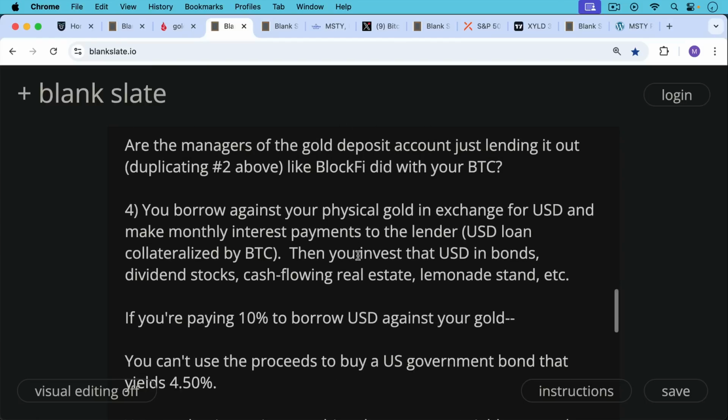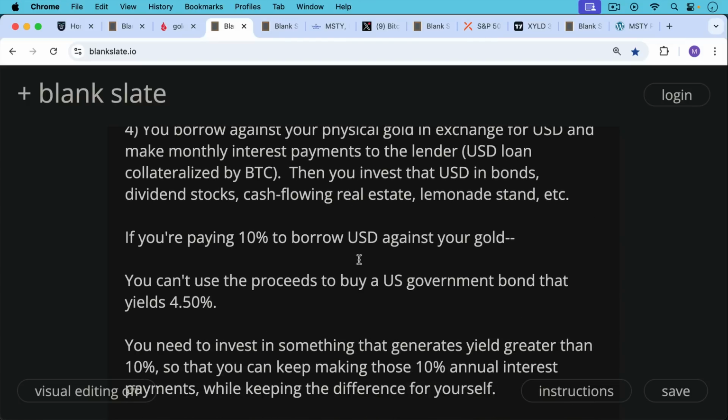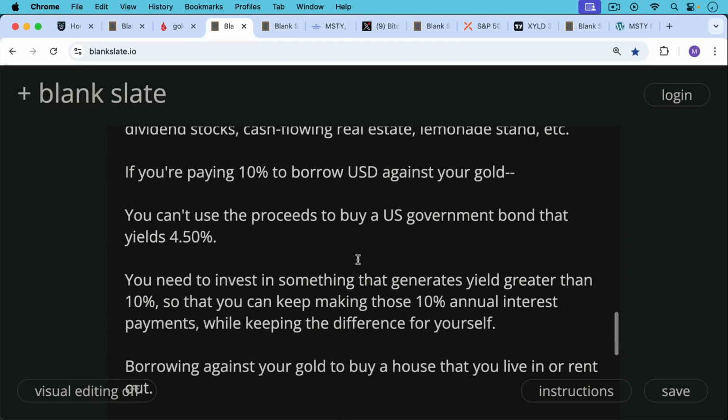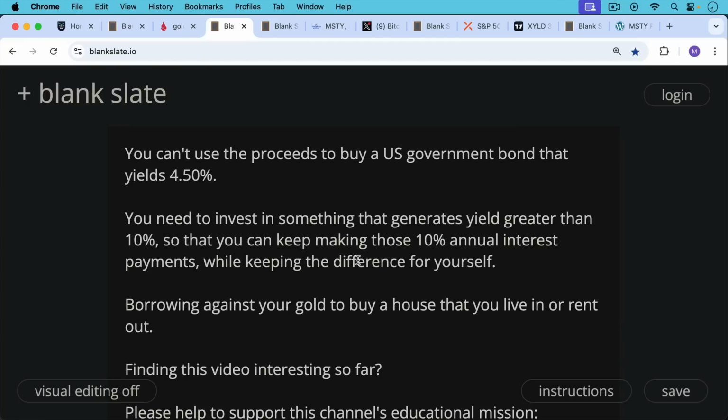Now, if you're paying 10% to borrow US dollars against your physical gold, it would not be wise to use the proceeds to buy a US government bond that yields 4.5%. You need rather to invest it in something that generates yields greater than 10% so that you can keep making those 10% annual interest payments while keeping the difference, the spread, for yourself. Something else you could do, you could borrow against your gold to buy a house that you live in or rent out. So these are different ways to generate yield from a bearer asset like gold.